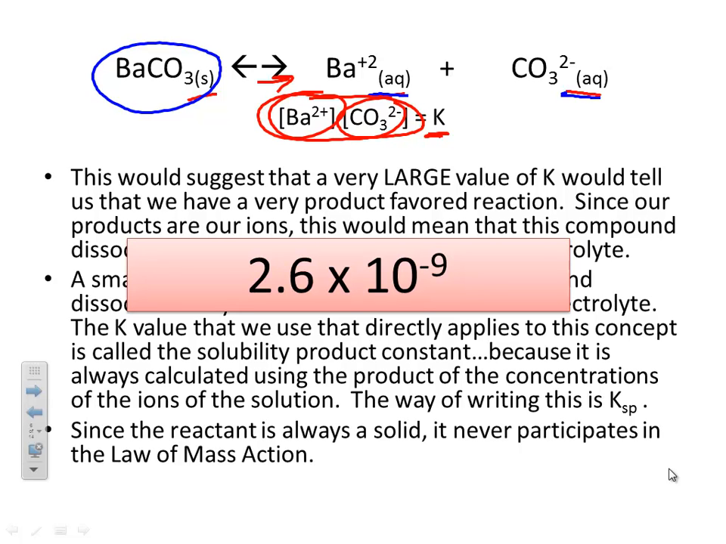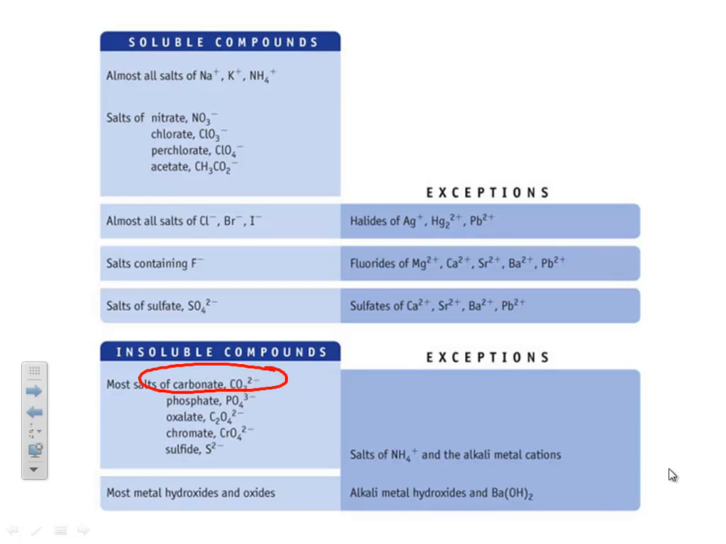This should not be a surprise, because if I'd asked you to assess the solubility of barium carbonate before we started this equilibrium unit, you would have looked at your solubility table, and hopefully you would have seen that barium carbonate, just like all other carbonates, is listed as insoluble. Therefore, a really reactant-favored reaction, a very small KSP type of reaction, is what we would have expected.